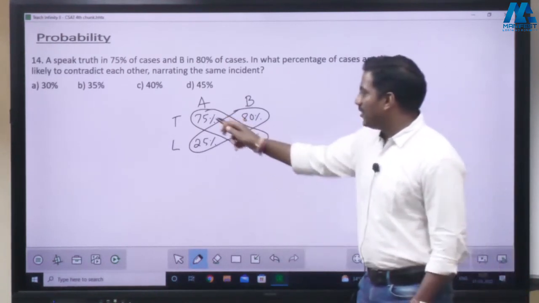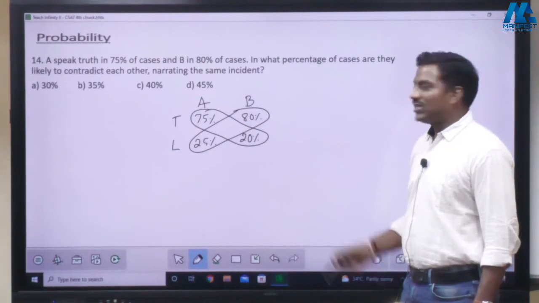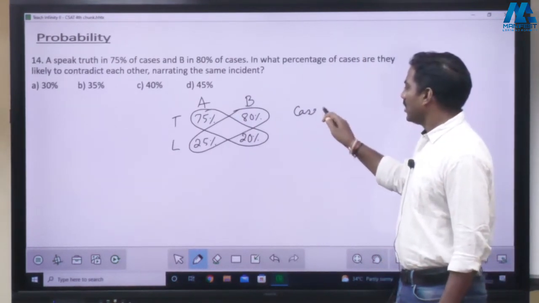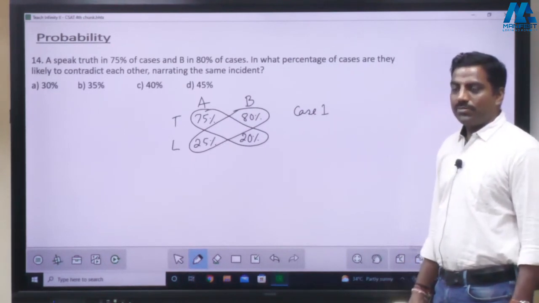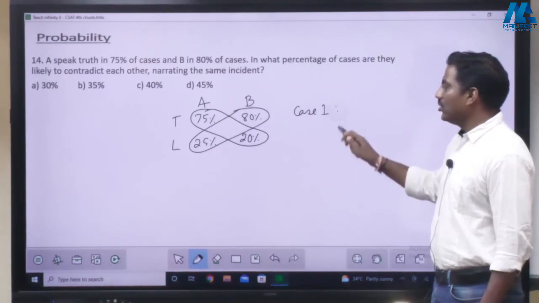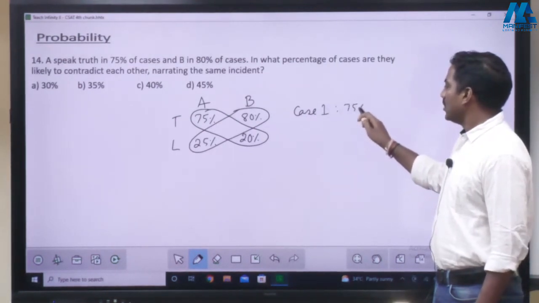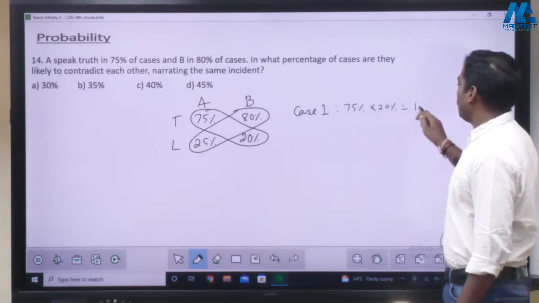So now do 75% into 20%. First case 1: A speaks truth and B lies. That is 75% into 20%. 75% into 20% is nothing but 15%.